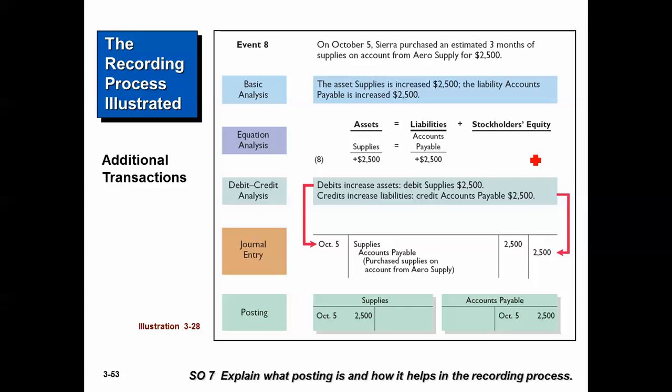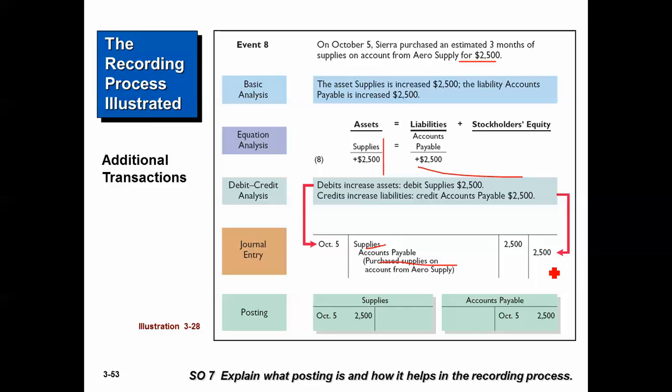Event 8, October 5th. I purchased 3 months supplies. So supplies is an asset, but I didn't pay for it. I'm going to pay for it later. So my accounts payable goes up. My cash did not go down, but my accounts payable goes up. Debit supplies, credit accounts payable because it goes up.